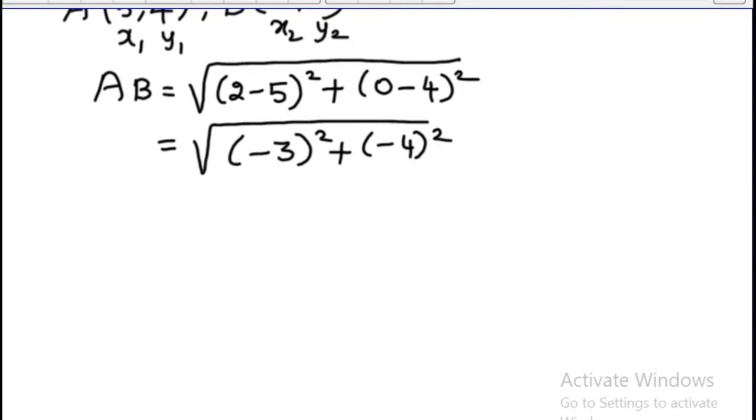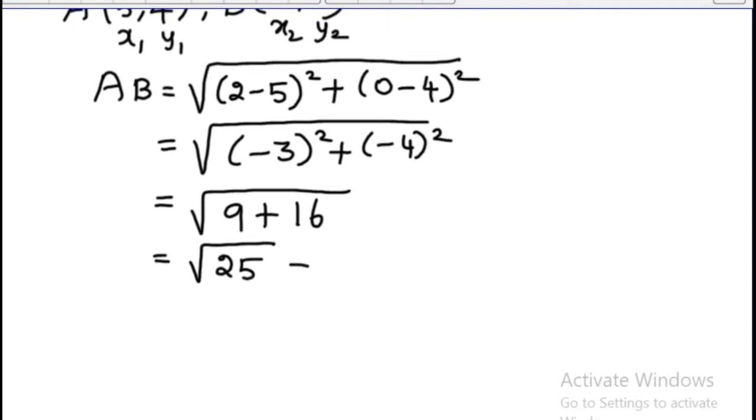So minus 3, if you are taking square, it will become the positive value. So you will get 9 plus, minus 4 square means minus 4 into minus 4 you will get plus 16. That is equal to root of 25. So if you are taking out from the root you will get 5. So that is 5 units. So AB is equal to 5. Then next BC.